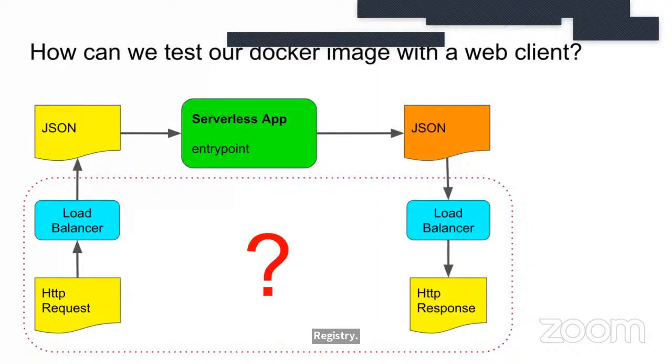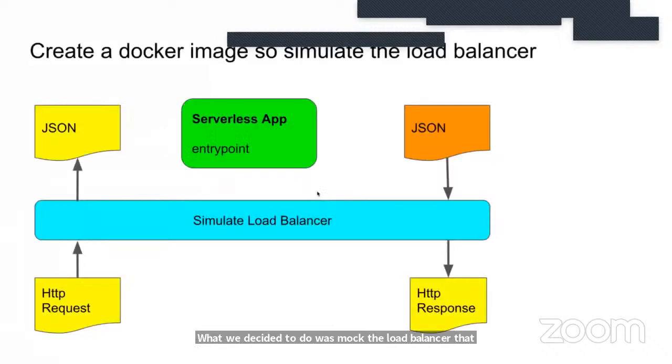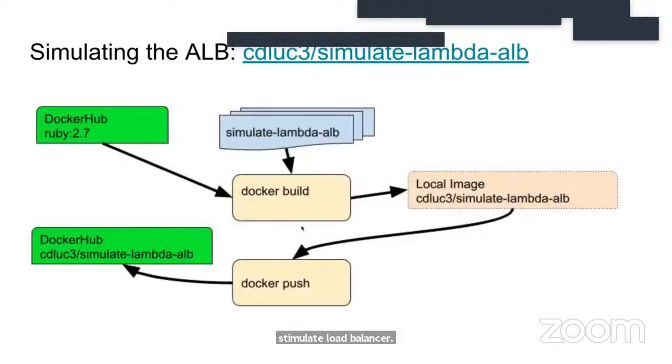Second challenge we ran into was how do we test our code before we deploy it to AWS? So you may remember in this diagram I was showing you that you need some sort of a load balancer or some other application in a web context to package your payloads for your serverless application. And what we decided to do was mock the load balancer that AWS is running as a separate Docker container. So here we've got a Docker container we're calling our simulate load balancer. And with that, we were able to fully test our application.